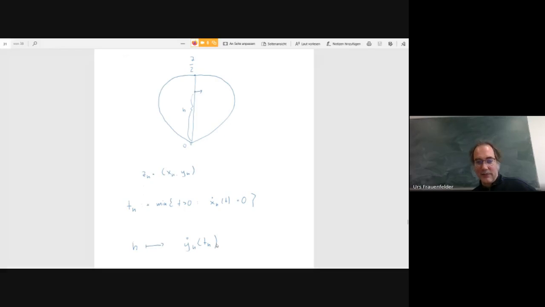And if this derivative is zero, then we are happy, because then we have a Langmuir orbit, because then we are on the zero velocity curves. Then the x coordinate and the y coordinate velocities are zero. Then we have to be here and be happy. So we have to make sure that there is one h such that y dot_h at the time t_h is zero.